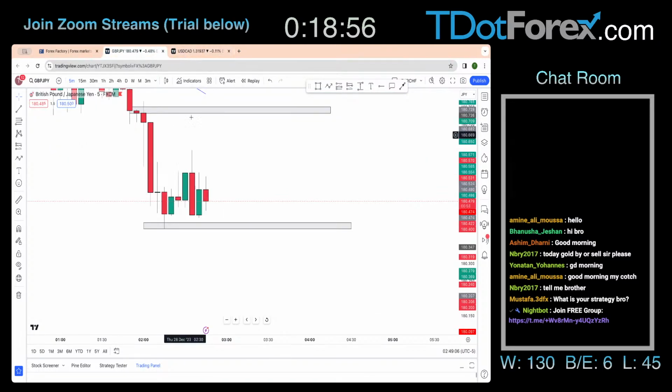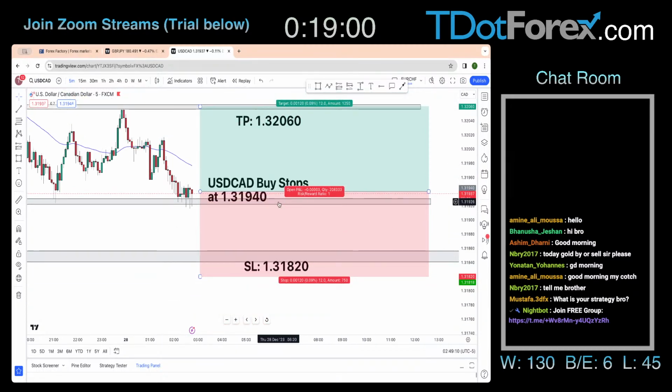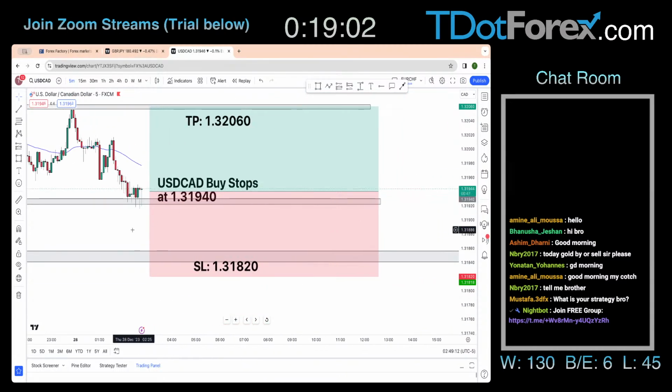Still got my eye on another setup here, so I'm going to be patient here. No, it's not giving in right now. Not giving in.